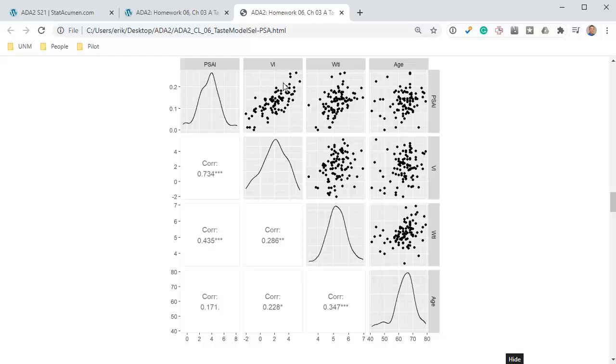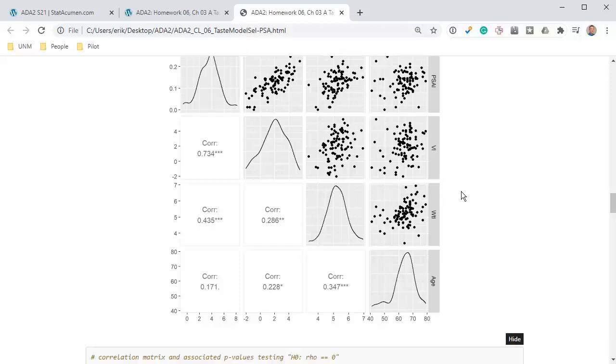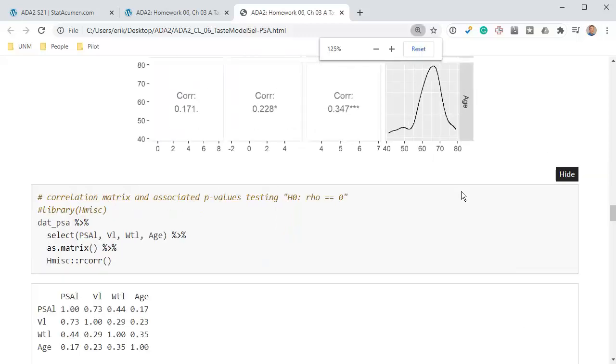And then now we've got positive correlations between log PSA with log volume and log weight, and a slight positive correlation between log weight and log volume. Otherwise, no real correlations with age, and no real outliers that we can see from the scatterplot matrix.